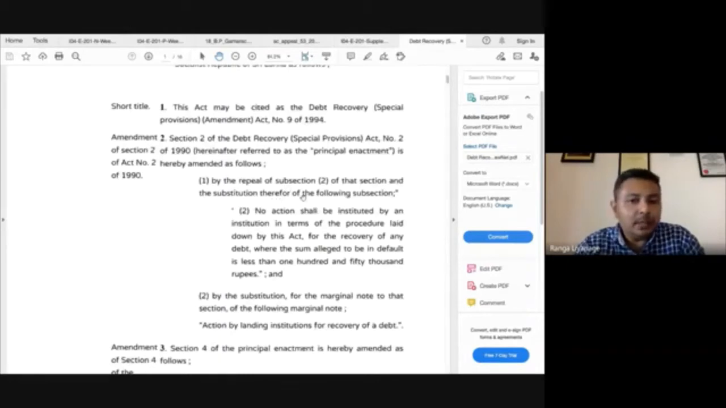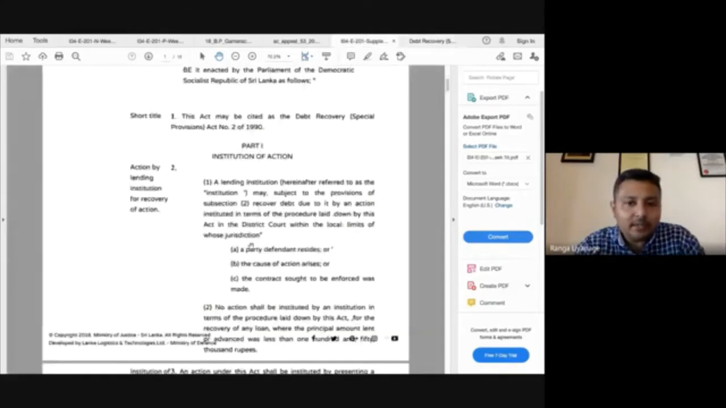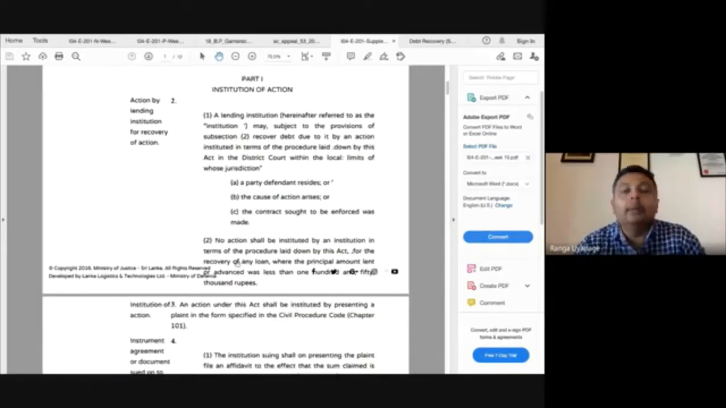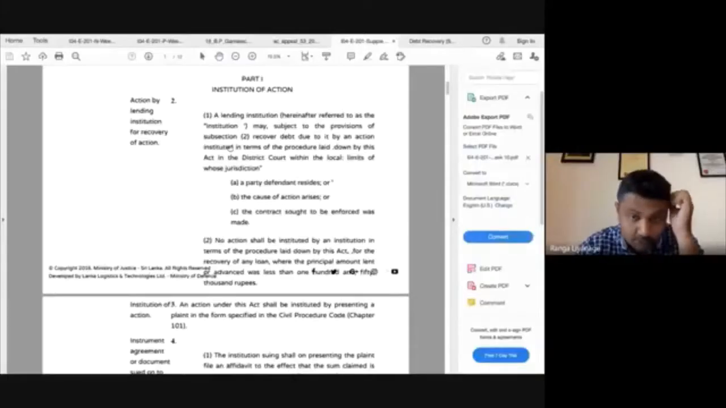By the repeal of subsection 2 of that section. So subsection 1 is intact, it wasn't amended. What does subsection 1 say? A lending institution, it refers to an institution, a lending institution.